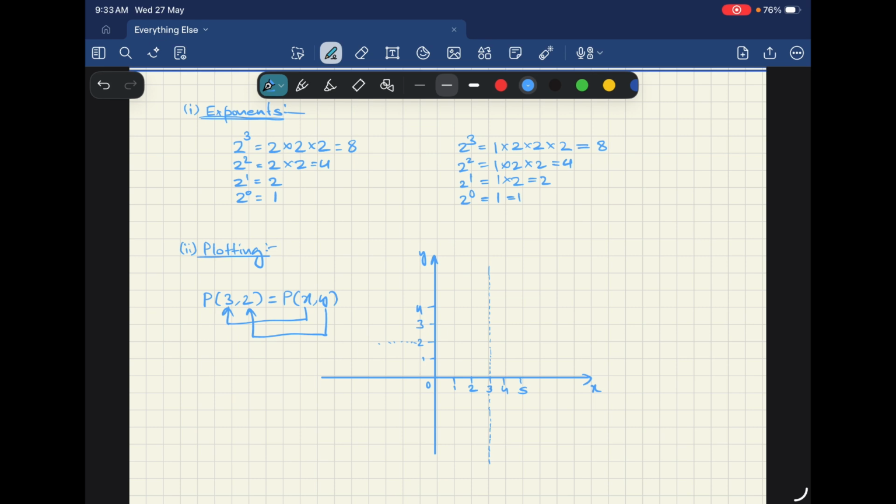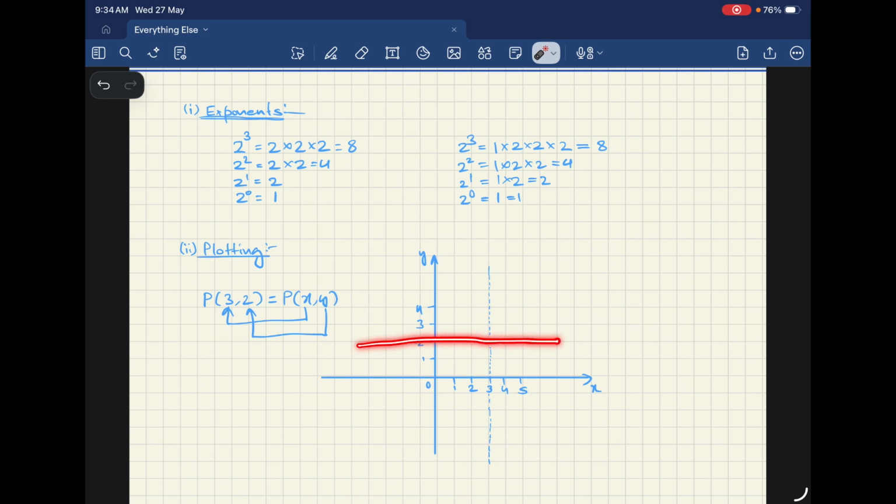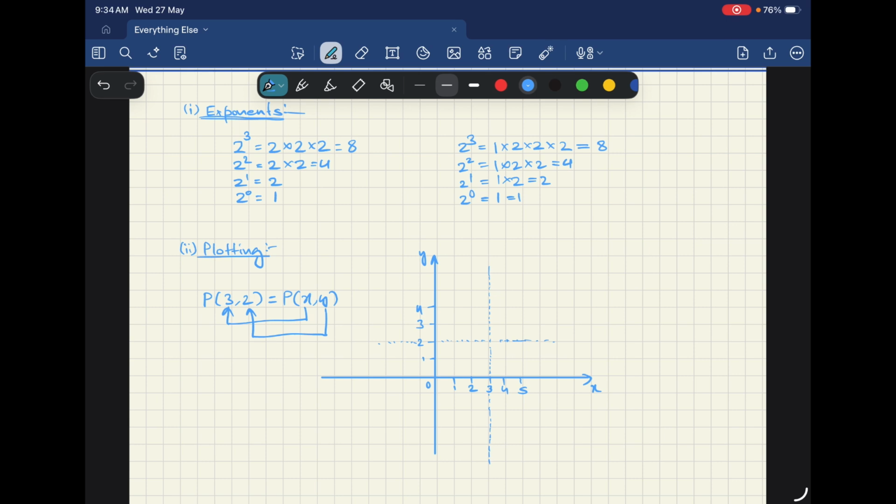So our y is 2. For 2 we have this line. Now everywhere on this line the y value is 2 only. Now you can see there is a point where these two lines intersect. Here the x is 3 and y is 2, and only one point exists in the entire plane for which x is 3 and y is 2, and that is our point P(3, 2). Well, that's the basics of plotting. Now let's move on to the real deal.